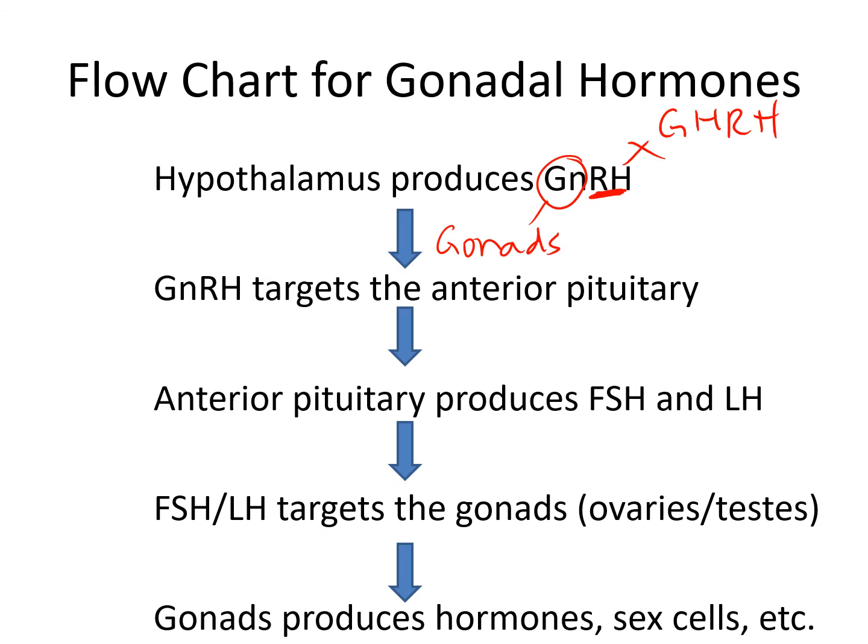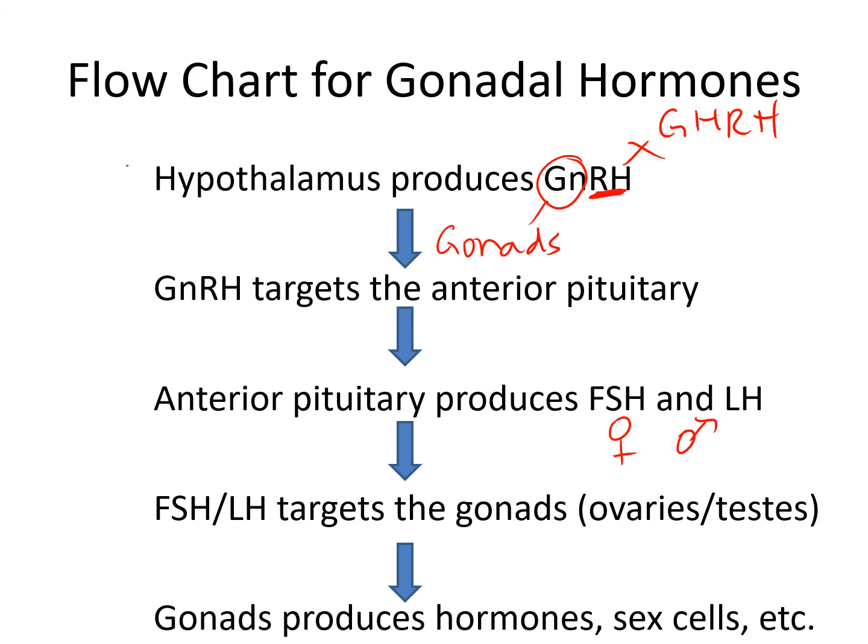In response, the anterior pituitary releases FSH, which is follicle stimulating hormone, and LH. Both of these hormones are found in females and in males. So they're not necessarily for one sex over the other. Now, FSH and LH will target the gonads to release sex hormones to produce sex cells. Most of this gets started at the time of puberty.